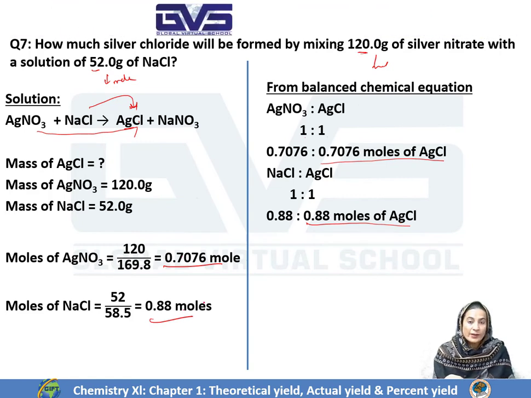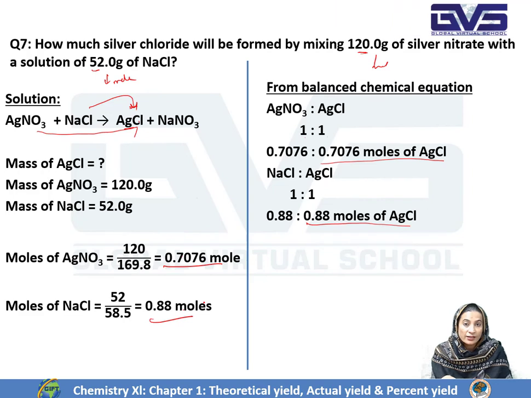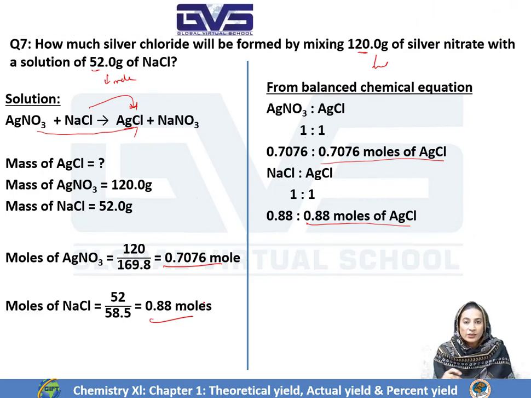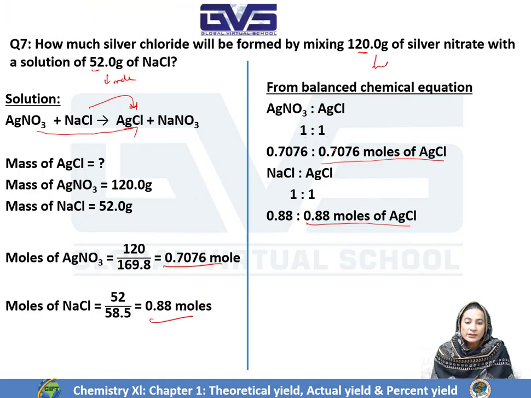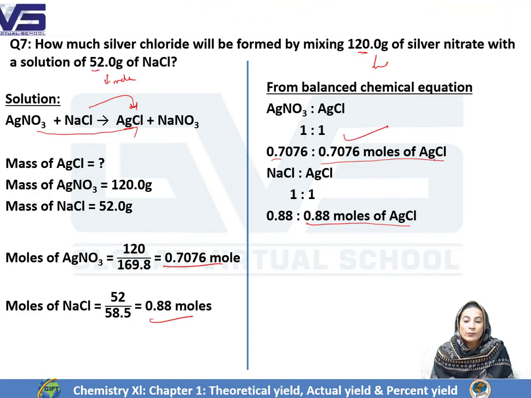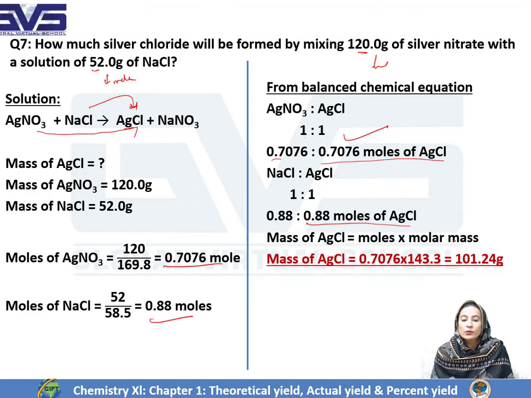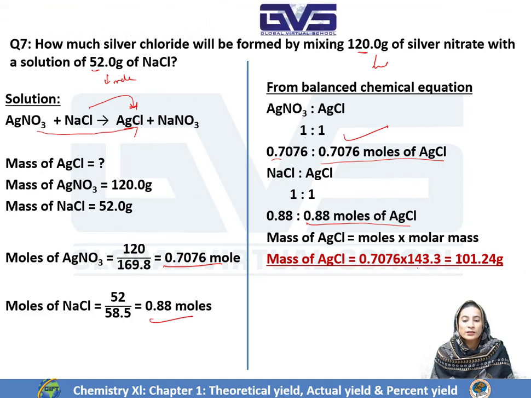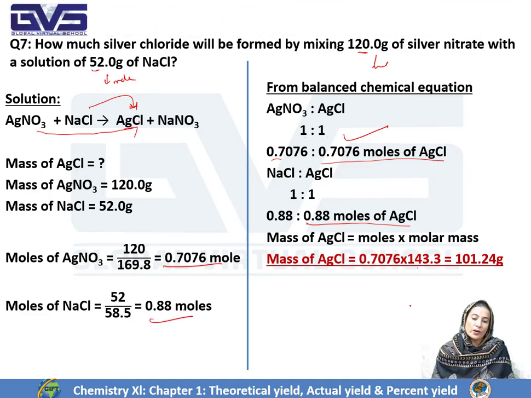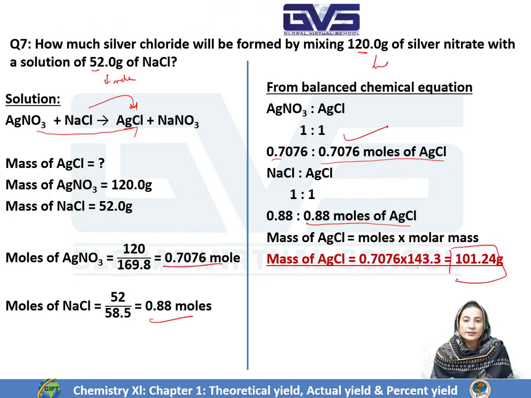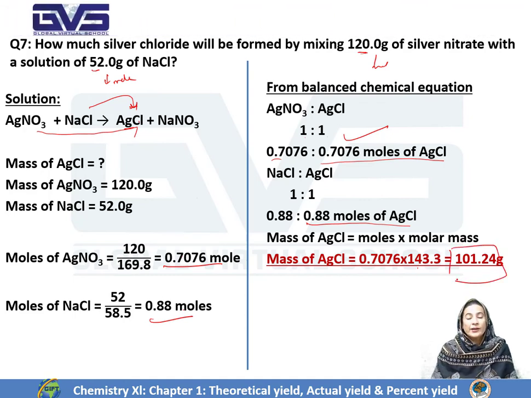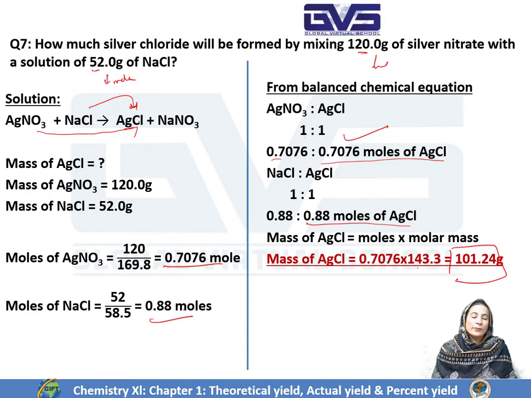Now the concept of limiting reactant applies here to calculate the theoretical yield. Which reactant gives the least amount of the product? So in this case, silver nitrate gives the least amount. So on the basis of silver nitrate, take the moles of AgCl and convert them into mass. Multiplying with its molar mass, 143.3, it gives you 101.24. So basically this is the theoretical yield, and we have repeatedly calculated it in the limiting reactant, non-limiting reactant topic, and also in this.